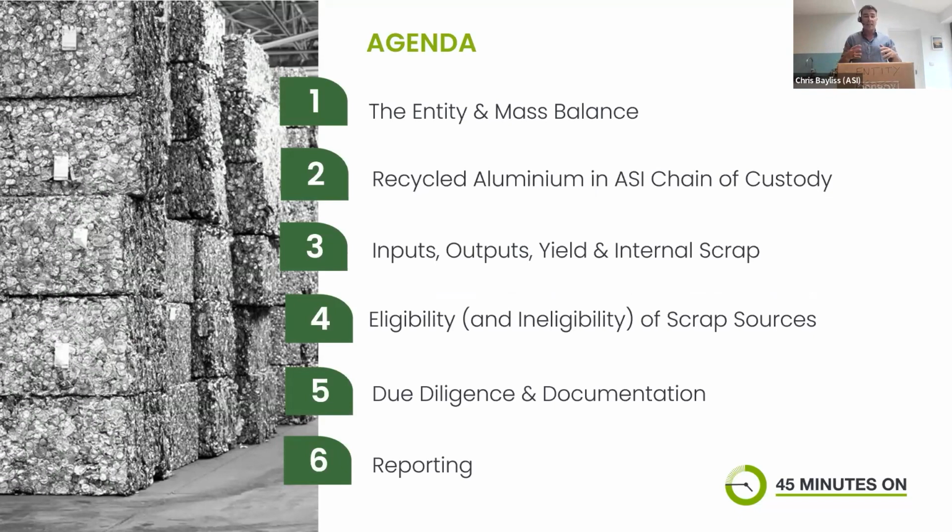We're going to look at the entity and mass balance and what mass balance means within ASI's system. We'll look at recycled aluminium and its role in ASI chain of custody as differentiated from primary aluminium. We'll look at inputs, outputs, yield, and how internal scrap is treated within entities. Then eligibility and ineligibility of scrap sources. And then finally, due diligence, documentation, and reporting.